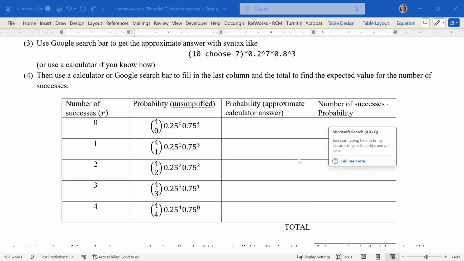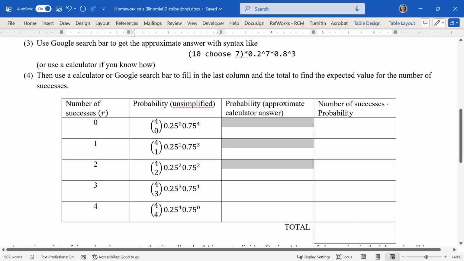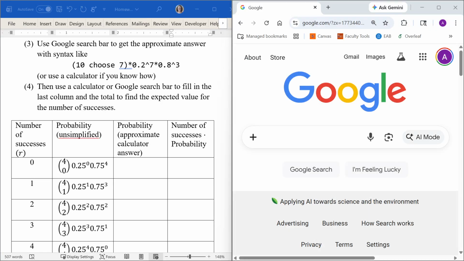Okay, so I've got them all filled in now, and for days when you don't have a calculator, I might give you permission to just leave it unsimplified like this, like on a quiz or something, or a test. But for this particular homework, I'd like you to find an actual approximate calculator answer, because I want to show you something somewhat interesting about what the expected value over here for the number of successes actually ends up being. So I'm going to go to the Google search bar, and I'll show you how to enter these and get an actual approximate answer.